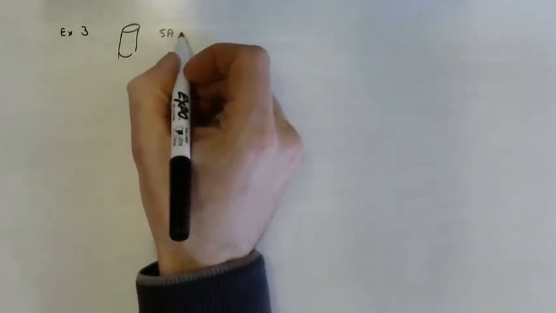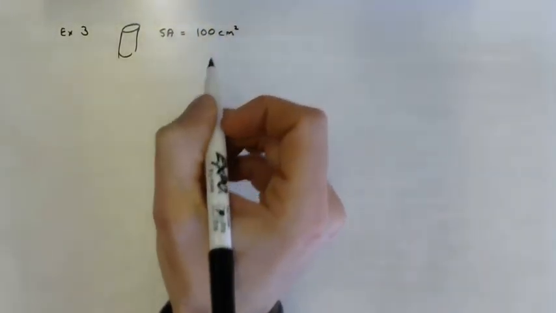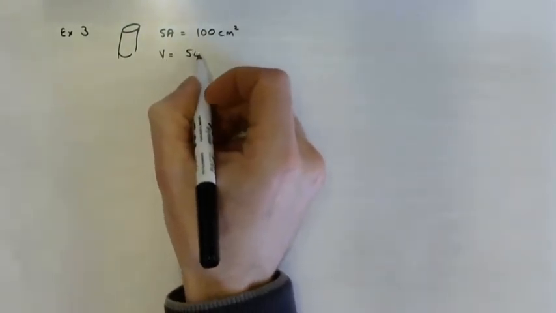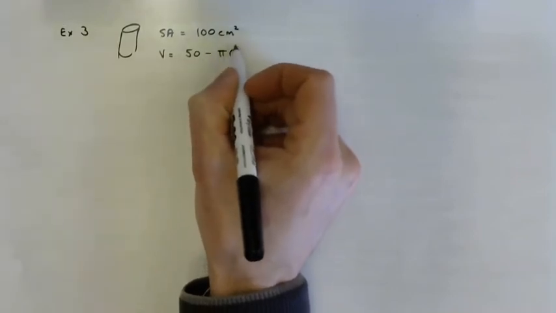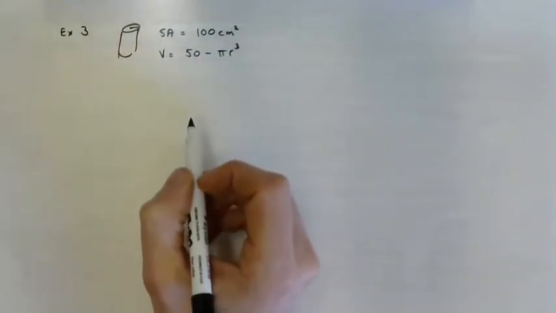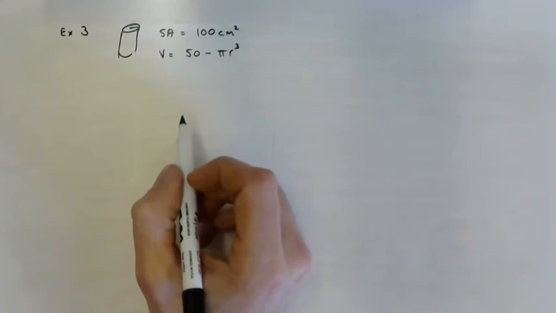Example 3, maximum volume. So we have the surface area of a cylindrical container. We want it to be 100 centimeters squared. Its volume is given by 50r minus pi r cubed, where r is the radius, in centimeters, of the cylinder. We need to find the maximum volume of the cylinder in each case.